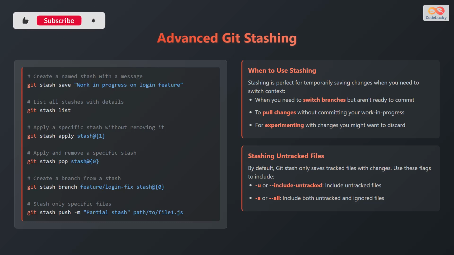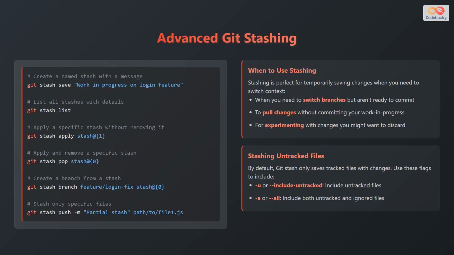You can even create a new branch from a stash using git stash branch, then the new branch name and the stash identifier. Sometimes you only need to stash specific files. For this, use the command git stash push -m, a message, and then the path to the file or files. Stashing is perfect for temporarily saving changes when you need to switch branches but are not ready to commit, to pull changes without committing your work in progress, or for experimenting with changes you might want to discard.